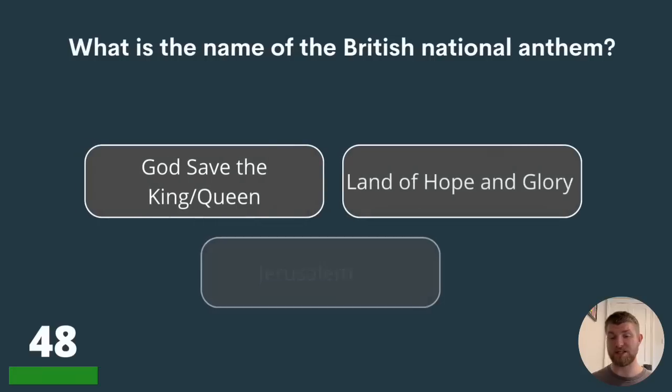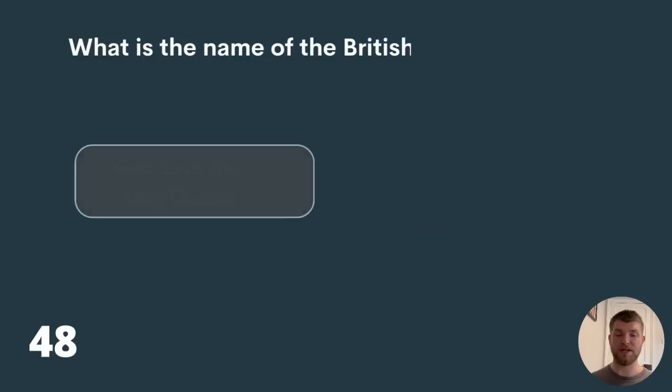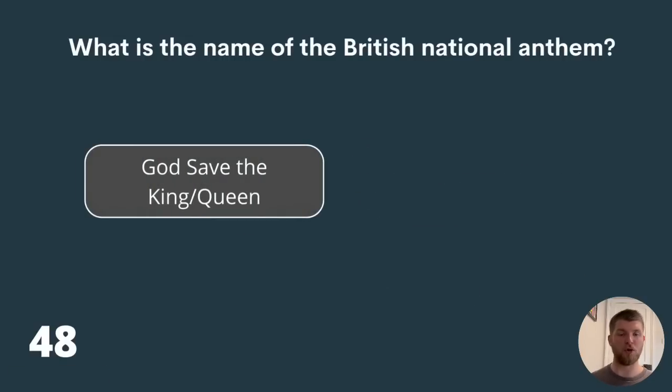48. What is the name of the British national anthem? God Save the King or Queen, Land of Hope and Glory, or Jerusalem? The British national anthem is called God Save the King or God Save the Queen.